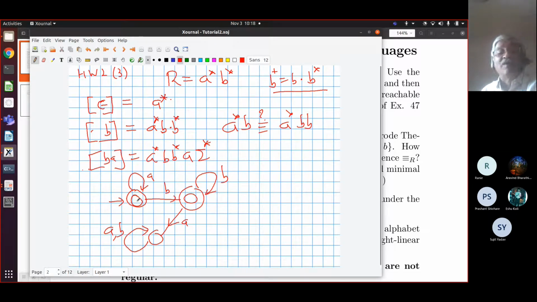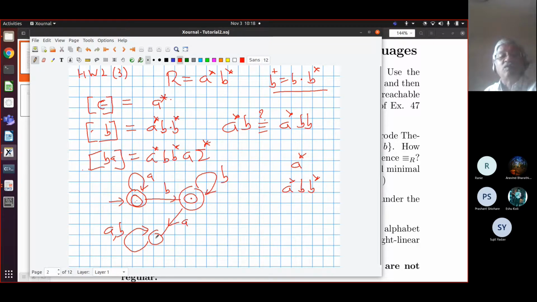Okay, and what will be the things corresponding to this? What are the strings which take me from the initial state to this state? It is A star. On all strings of the form A star, I remain there. What are the strings which take me to this state? A star followed by a B followed by any number of B's. So A star, B, B star, which was exactly what we had got here.